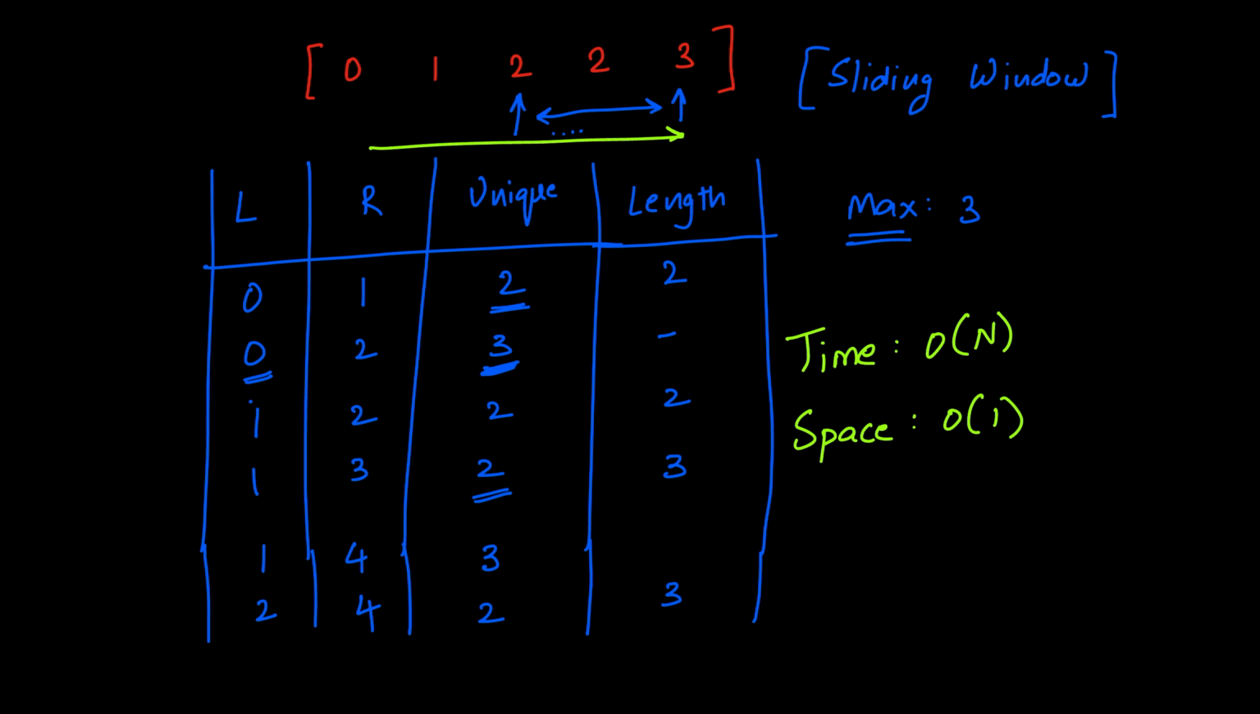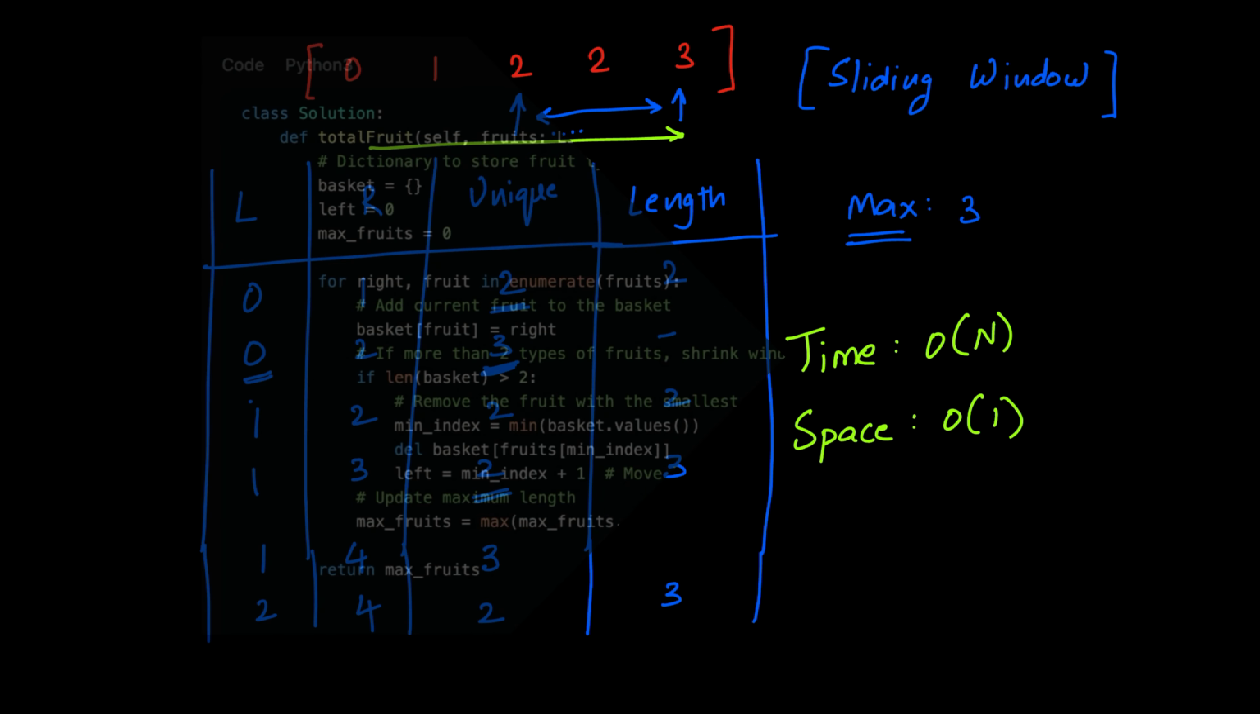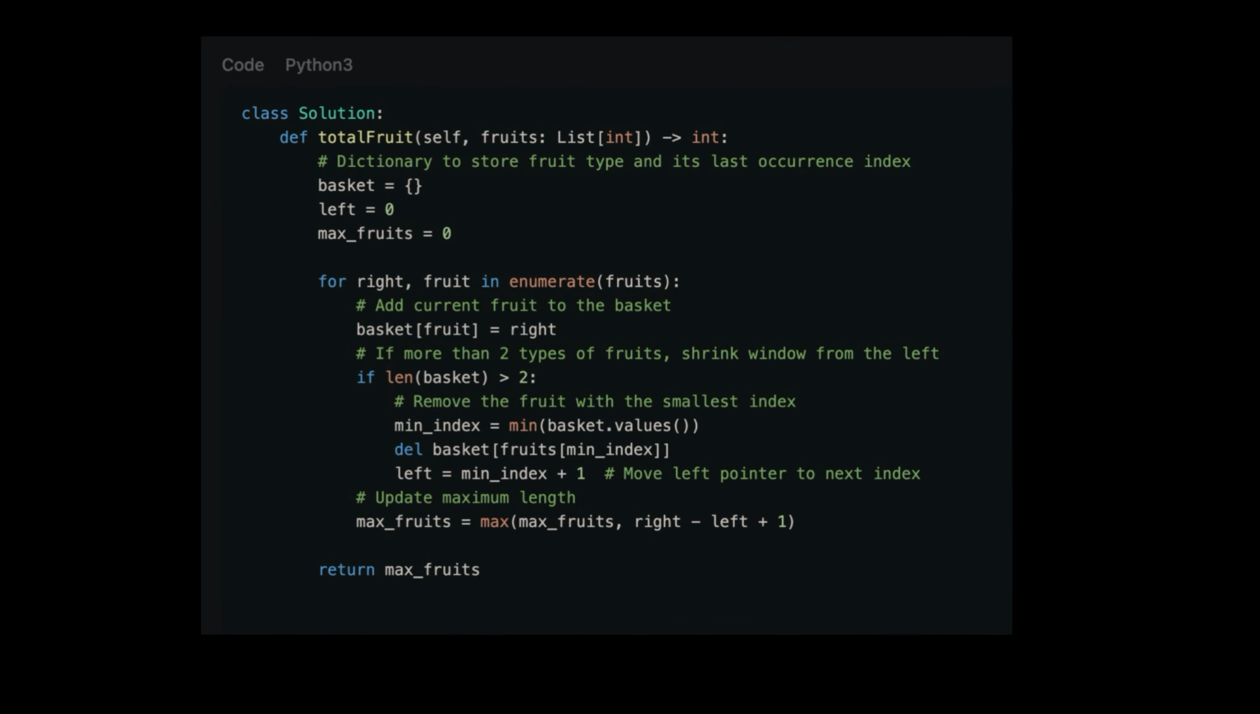Let me show you how we can implement this approach using Python. In this Python implementation, I've initialized 3 variables, one to store the basket, that is the 2 fruits that we are looking for, the left pointer and the maximum fruits. After that, I'm running a for loop to iterate through all of the fruits in the array. The pointer in the for loop will be the right pointer needed for the sliding window. As the basket is going to be a dictionary or a map where the key will be the fruit type, I'm saving the right pointer into the basket with the key as the fruit.